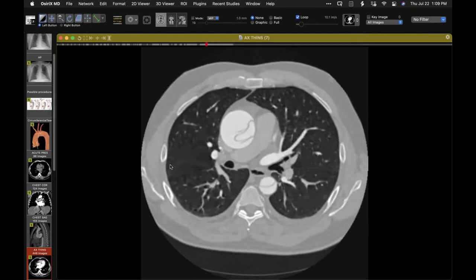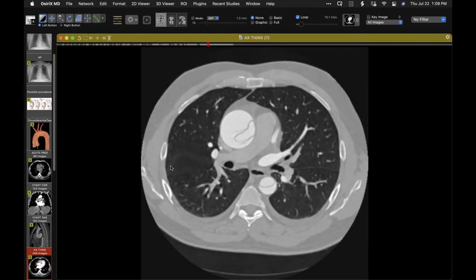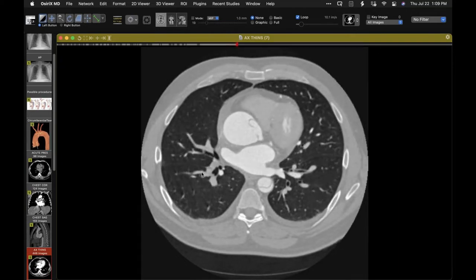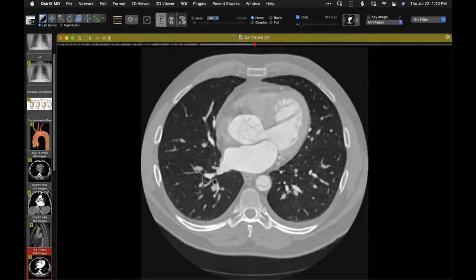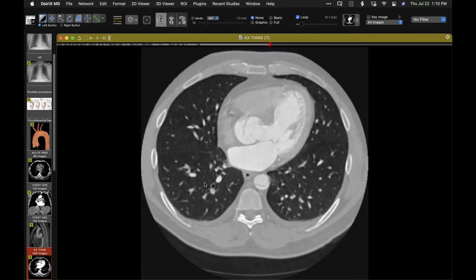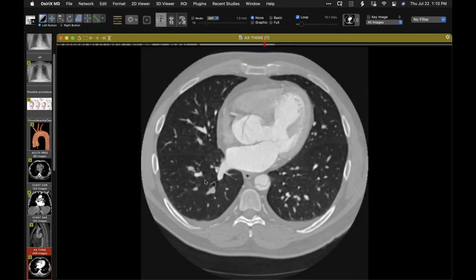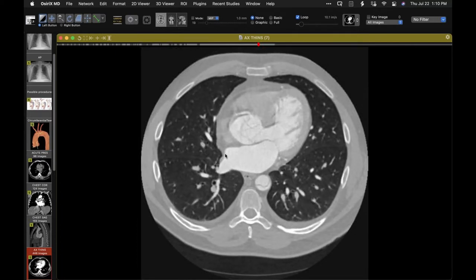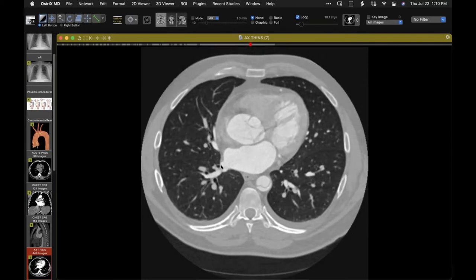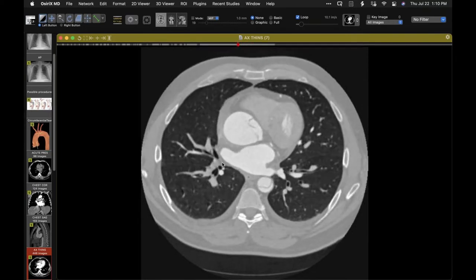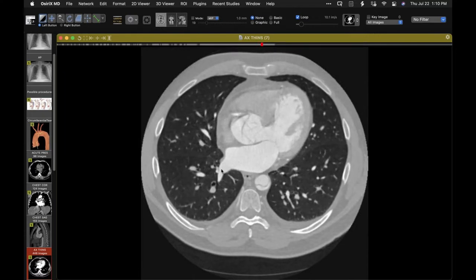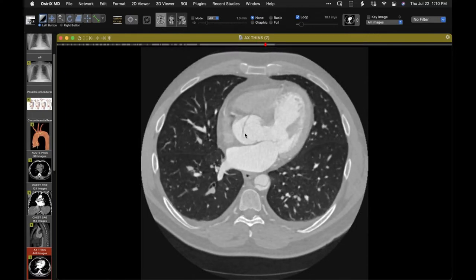Now, when I go down from this level more inferiorly, so here we can easily see true lumen and false lumen. And here when we get to the aortic root towards the aortic annulus and the aortic valve, you can see that we still have an intimomedial flap down here. Of course, it's moving because of cardiac pulsation and the beating heart. And when we look down here, it grows pretty far down.